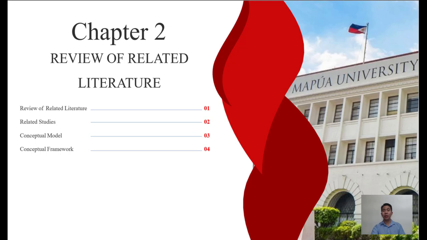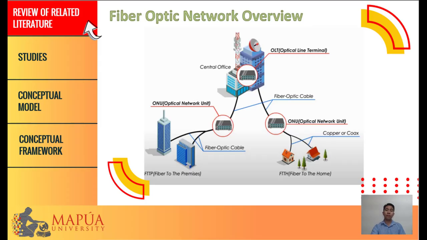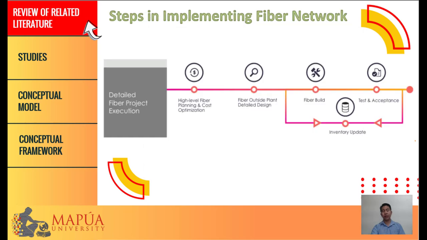We move to the second chapter, which is the review of related literature. A fiber optic network transmits data through optical fibers using light pulses. It is typically deployed in architectures like point-to-point or point-to-multipoint using passive components, meaning there are no electric devices between the transmission ends, only at the starting and receiving points.